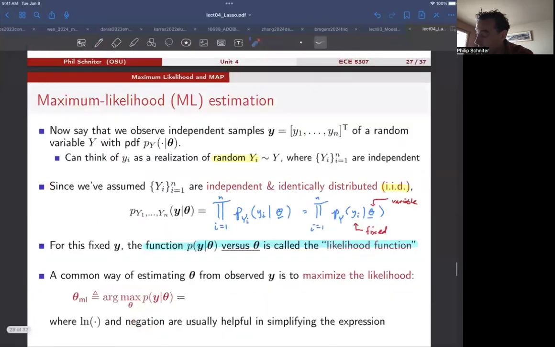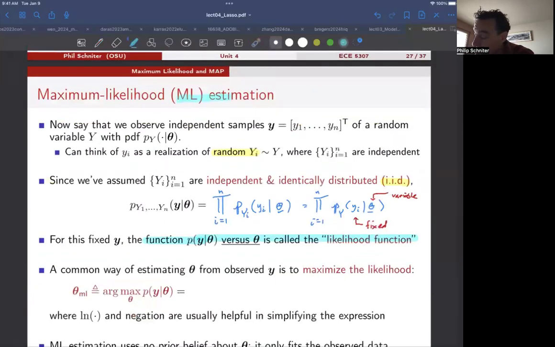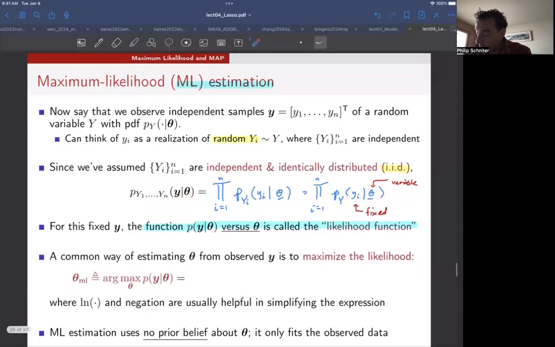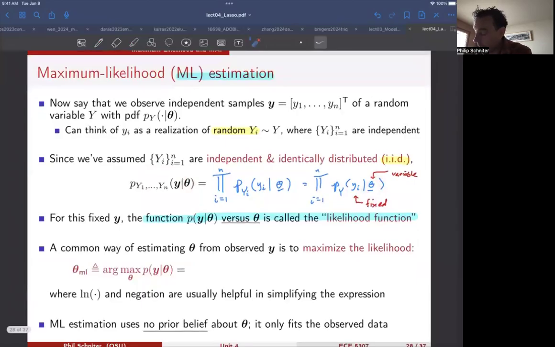But really, when we do maximum likelihood estimation, what we want to do is think of the yi's as fixed, and we want to think of this function as a function of theta. Okay, so now finally, the way that we predict or guess or estimate theta in this maximum likelihood framework is we simply say, find the value of theta that maximizes this likelihood, p(y given theta).